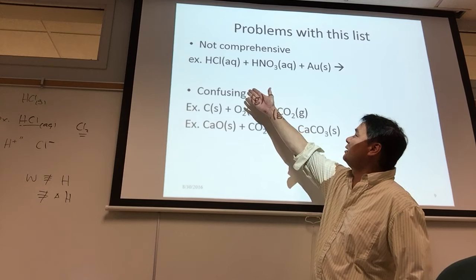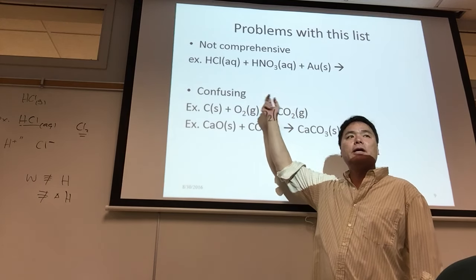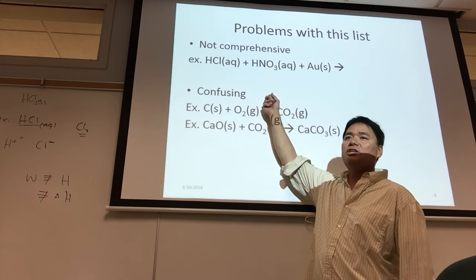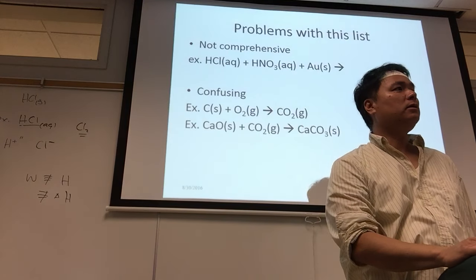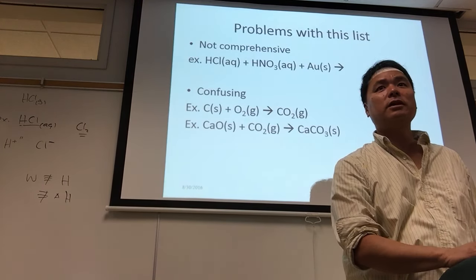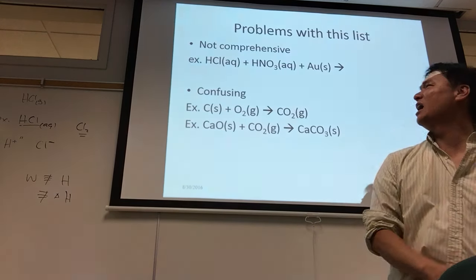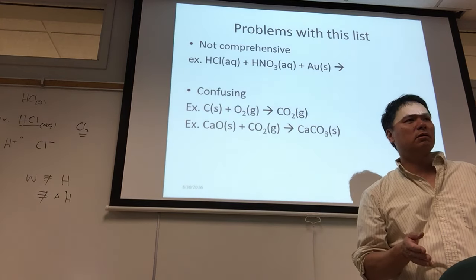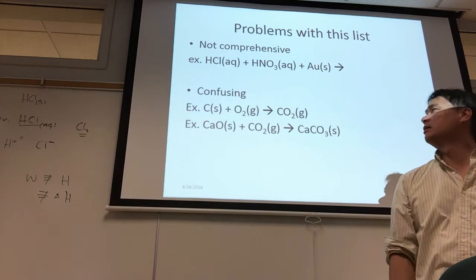What if you have this first one, HCl plus HNO3 plus gold? Hydrochloric acid plus, what's HNO3? Nitric acid plus gold, what happens? Can you use some of those patterns that you saw earlier to solve what's going to happen here? No. And so it's not comprehensive enough. We want something more general that we can use to predict a wider breadth of reactions.